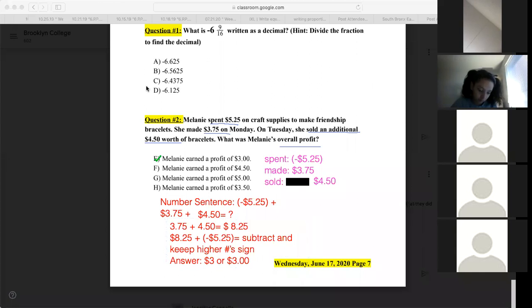Is her profit the money earned? That is what she made. Does anyone have any questions about this?